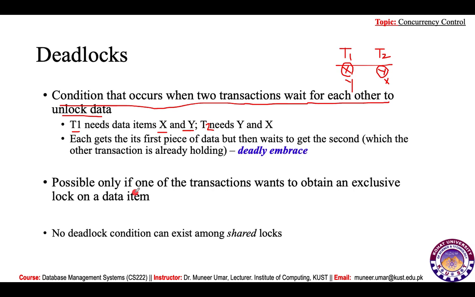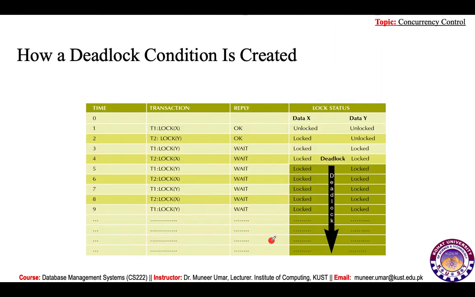Possible only if one of the transactions wants to obtain an exclusive lock on a data item. Actually, this type of lock is known as an exclusive lock. These locks are not shared with other transactions. We have another option of shared locks, in which multiple transactions share a particular lock. In that case, deadlocks don't occur.